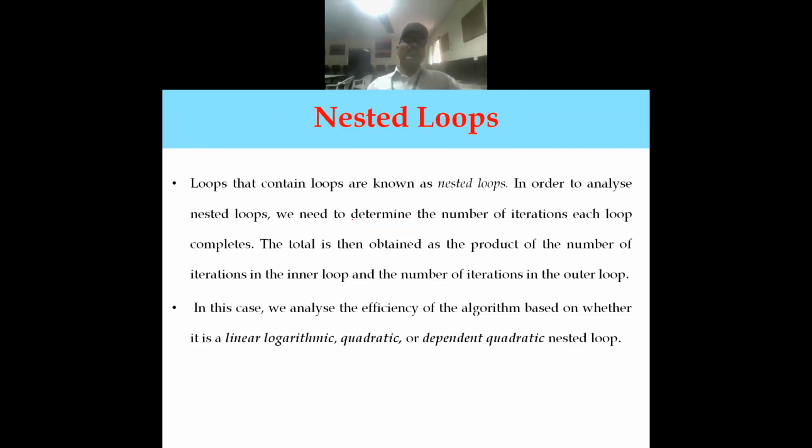Then the third category here we have is nested loops. The nested loop is nothing but a loop within a loop. So loops that contain loops are known as nested loops. In order to compute, we need to determine the number of iterations the inner loop is going to be executed, as well as the number of iterations the outer loop is going to be executed. So both will be multiplied, then we'll get the time complexity for the nested loops. In this case, we analyze the efficiency of the algorithm based on whether it is linear logarithmic, quadratic, or dependent quadratic nested loops. Okay, so these are the three different categories of nested loops: linear logarithmic, quadratic, and dependent quadratic.